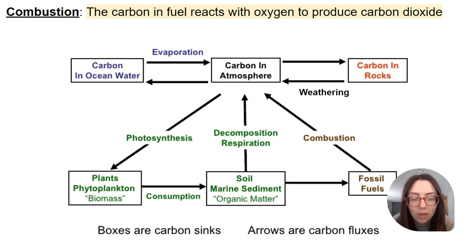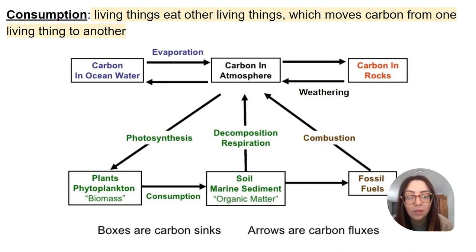Okay, so then we have consumption. Okay, animals here can eat the plants, and plants hold carbon, right? So living things eat other living things, which moves carbon from one living thing to another. So it could be animals eating another animal or eating plants.